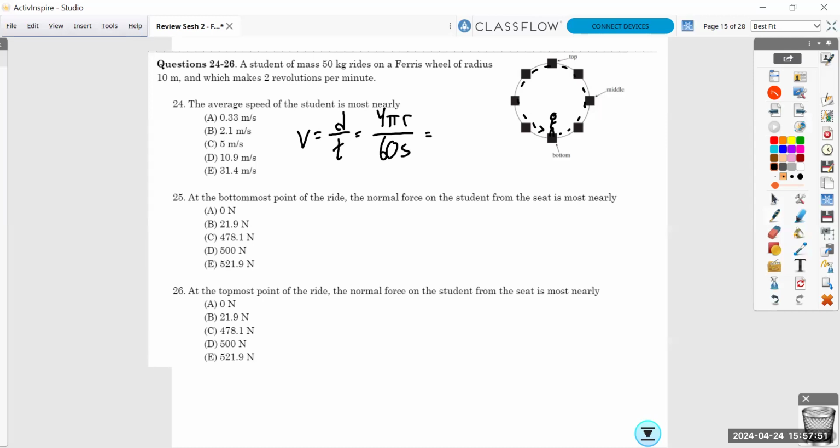So if we crunch that out, 4 pi times 10 meters, that seems fine for a Ferris wheel, I think. Kind of big, but that's 32 feet in radius, so the thing's almost 70 feet across. That seems about right. How wide is this room across?